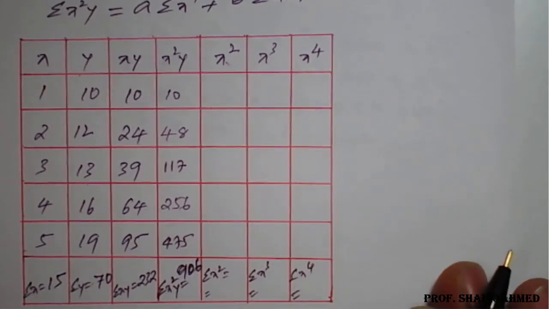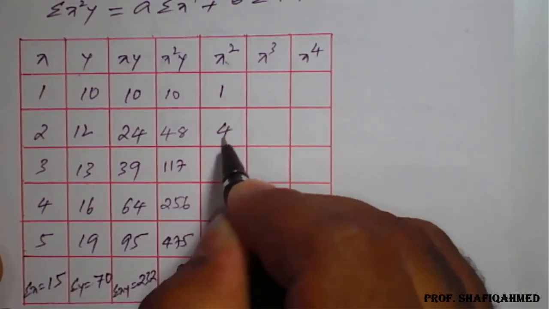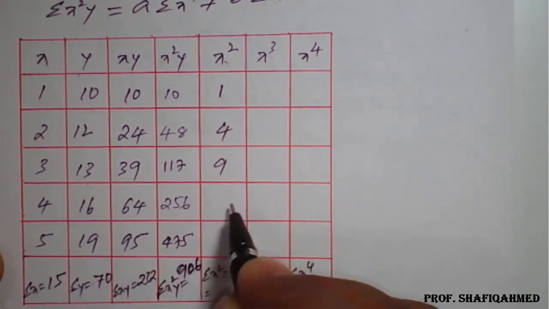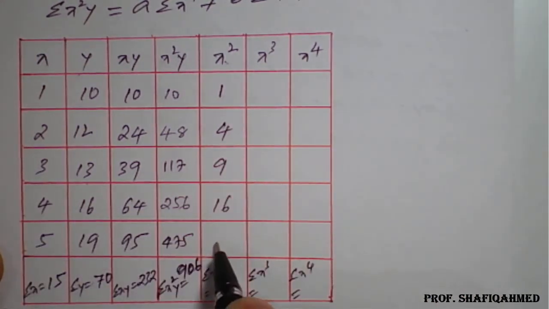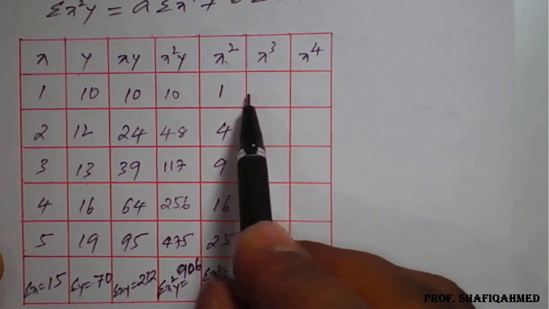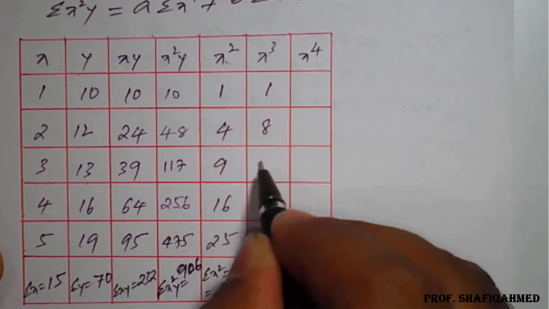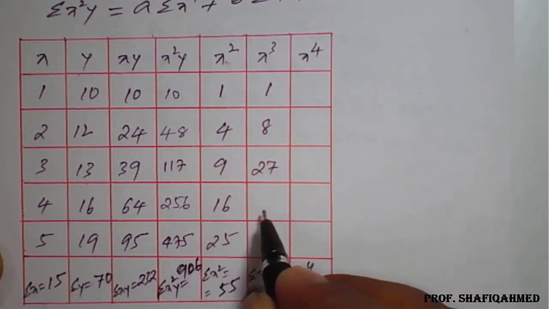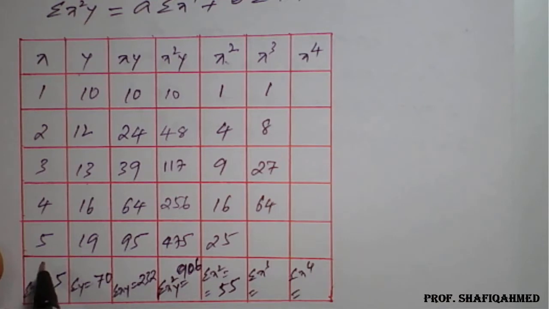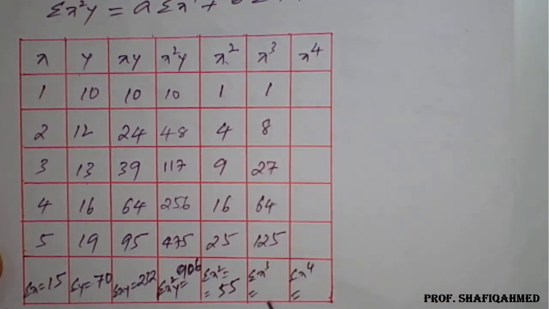Next we need to square the x values. 1 square is 1, 2 square is 4, 3 square is 9, 4 square is 16, 5 square is 25. Add this, you will get 55. Next, x cube: 1 cube is 1, 2 cube is 8, 3 cube is 27, 4 cube is 64, 5 cube is 125. If you add all the x cube column elements, it will become 225.